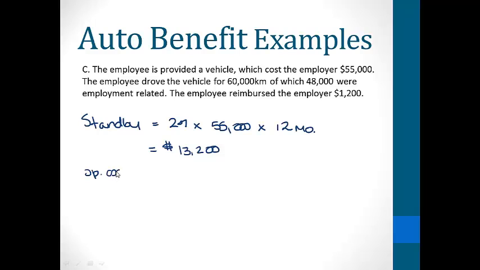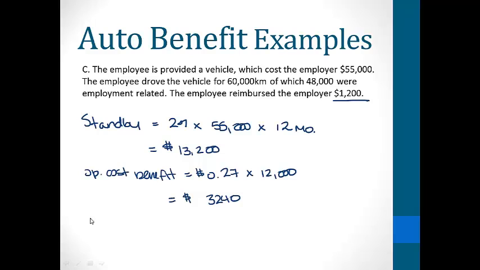For the operating cost benefit, I'm going to take 27 cents a kilometer times 12,000 kilometers. So the 60,000 less the 48, and I get 3,240. Right now you might be wondering, what do I do with this $1,200, the amount that the employee reimbursed their employer?